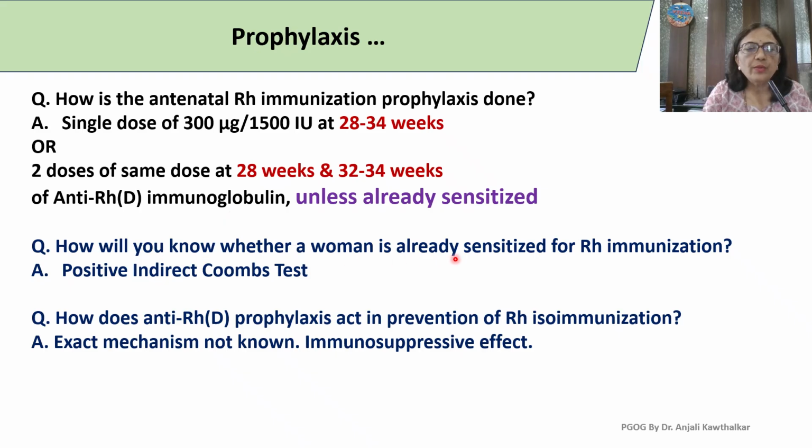How will you know whether a woman is already sensitized for Rh immunization? By doing an indirect Coombs test. If it comes positive, then we know it. How does anti-RHD prophylaxis act in prevention of Rh isoimmunization? The exact mechanism is not known, but it leads to immunosuppression in the mother.